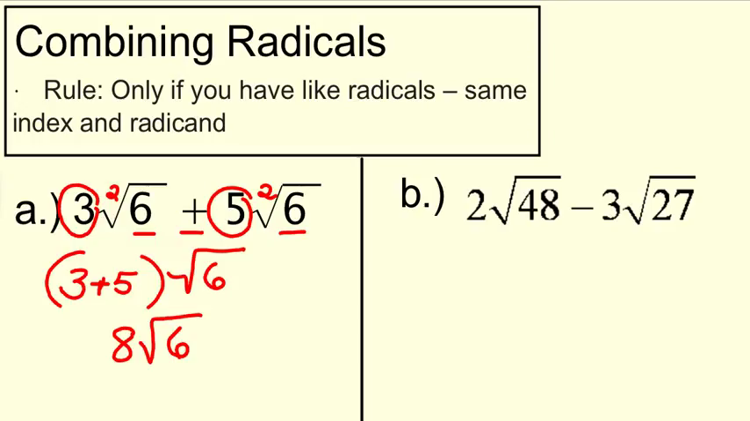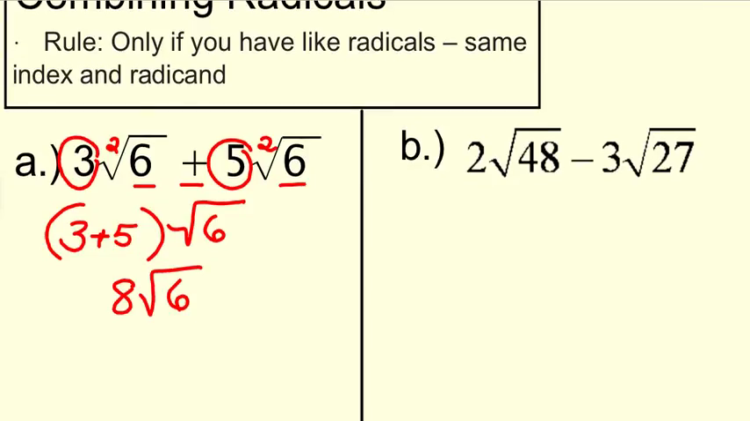All right, now question B, if we look at them, they both have the same index of 2, but their radicands are different. There's a 48 and a 27. So we can't subtract them right now, but we might be able to reduce them so that then they become like radicals. So let's break down and reduce 48. So we're going to factorize it.